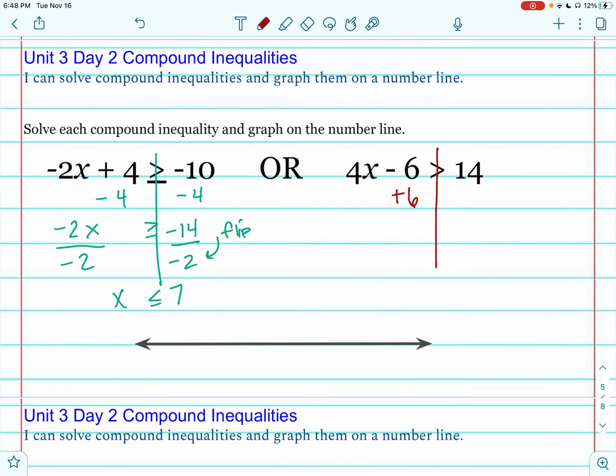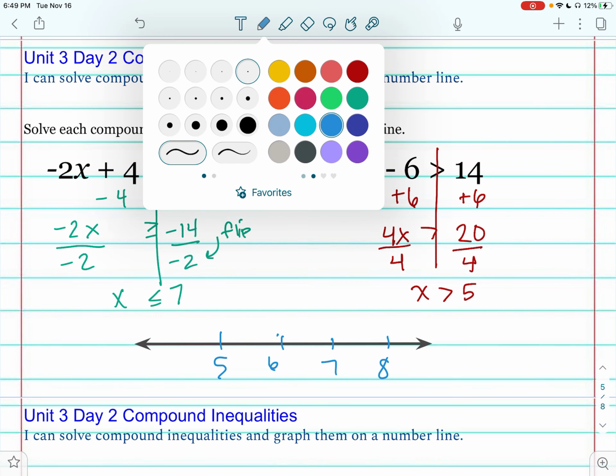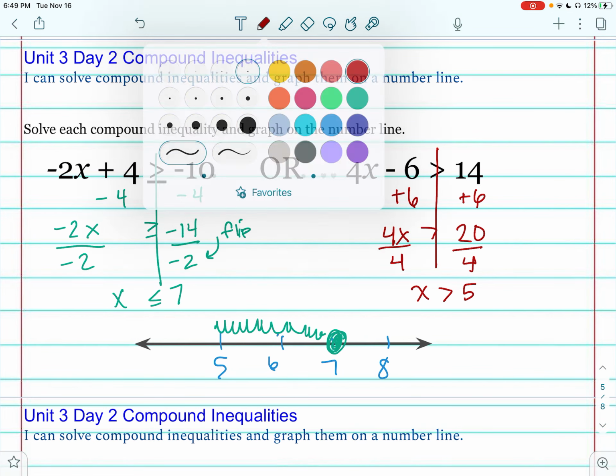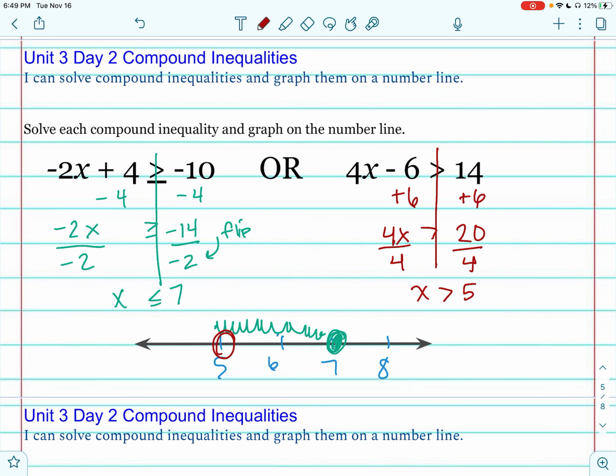I'm going to solve the other one. Divide by 4, and I have x greater than 5. All right, so let's put this on a number line. I'll use a different color here. 7, 8, I need 5 on my number line. 5, 6, 7, that should be good. For my green one, I would make a closed circle at 7, and then I would shade this way. And, oops, I used red. For my red one, I'd have an open circle at 5, and then I would shade this way.